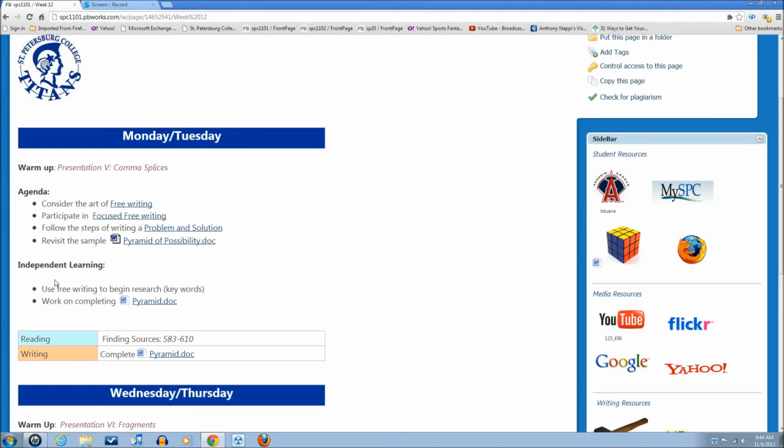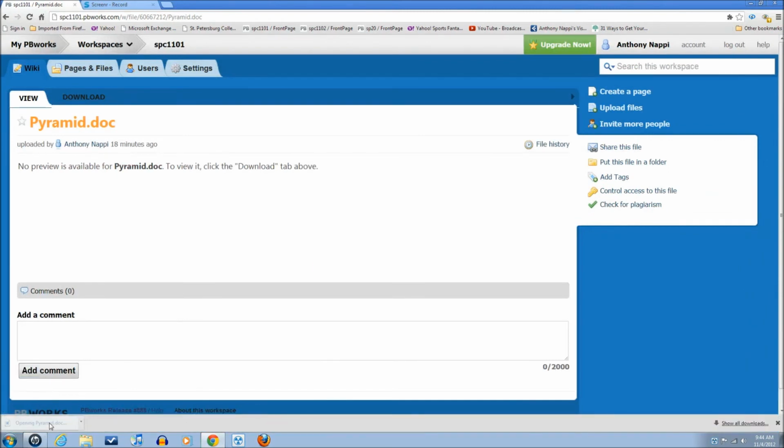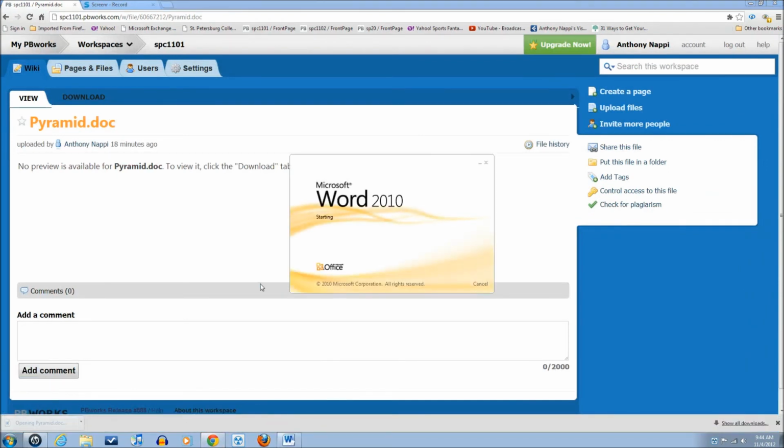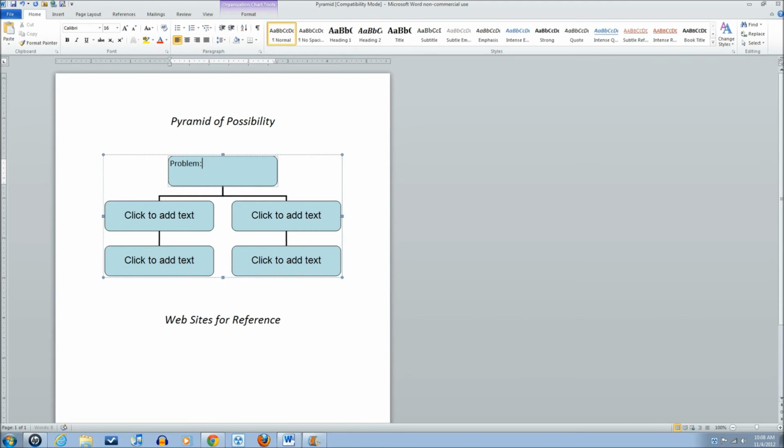What I'd like you to do is use free writing to begin research. These would be key words. Let's say you were free writing and you had a word such as emissions or tailgating that would inspire you to choose a topic. From here, we're going to begin researching the topic and work on completing your own pyramid of possibility, which can be found right here. I've created a blank one for you. This way you can fill it in all by yourself with the topic of your choosing. I just want you to focus on this top box.